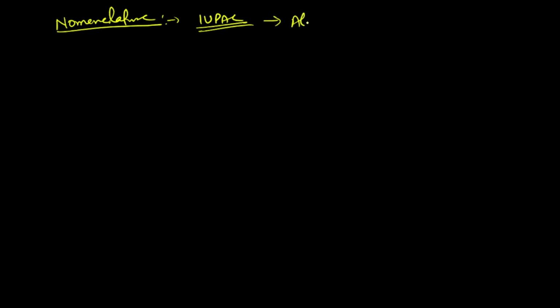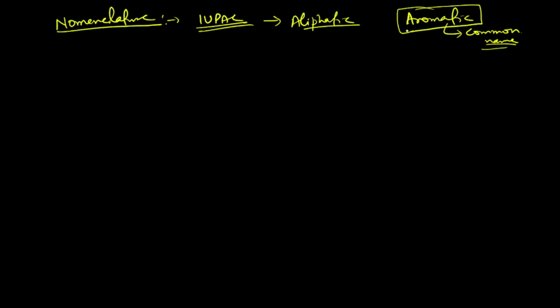This IUPAC nomenclature is very famous for aliphatic compounds only. For aromatic compounds, whatever you are getting till now, they use the common name only. Here also you can write the IUPAC name, but in the examination they will directly ask what is toluene, not 1-methyl benzene. They will ask what is cresol, what is catechol, what is aniline. So the common name is very famous in aromatic compounds.